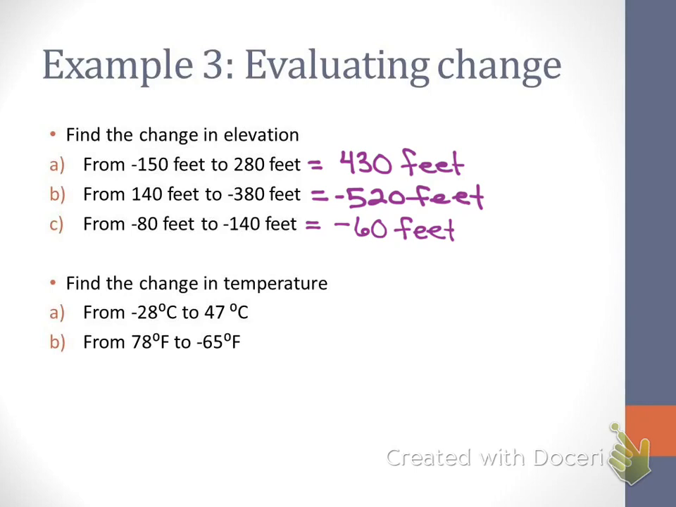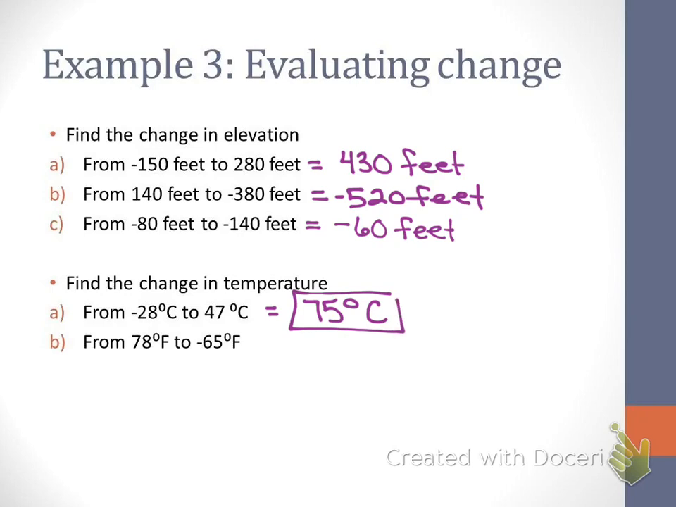Now, with temperature, it's the same exact concept, except now I'm just dealing with degrees Celsius or Fahrenheit. So I go from negative 28, how many degrees from negative 28 to 0? 28. And then how many from 0 to 47? 47. So I add them both together to find my total change, which is what? 75. It's going to be 75, positive or negative? Positive. It's just going to be positive. 75 degrees Celsius change. Okay?